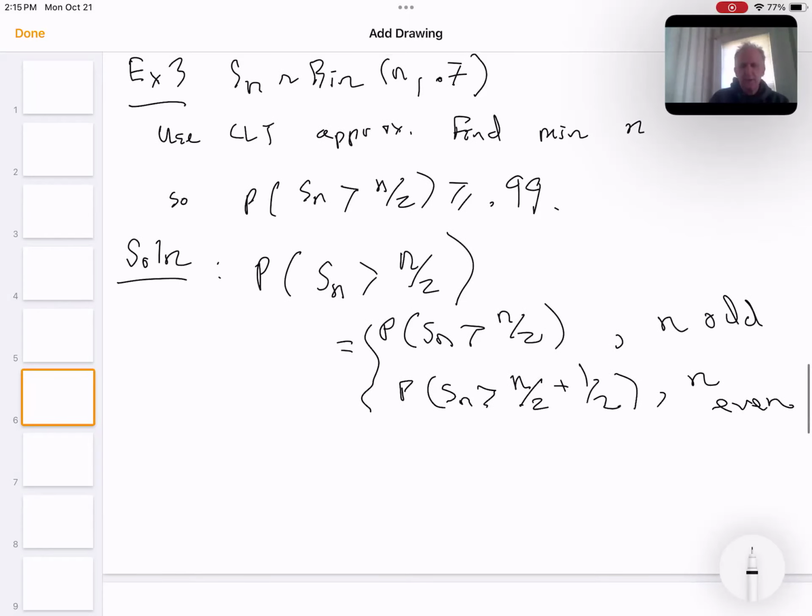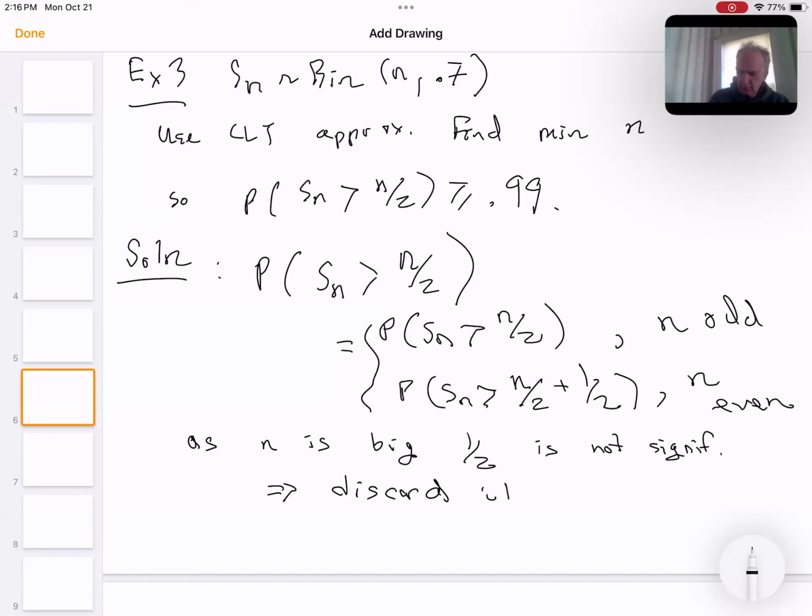But the thing is, I'm just going to wave my hand anyway. So when n is big, the 1/2 is not significant. So we just throw it away. Discard it, because otherwise the problem's harder and pointless too. It's dumb to do that. Okay, we got 4 minutes to go. We got plenty of time. So I discard that, and I'm just going to stick with this.